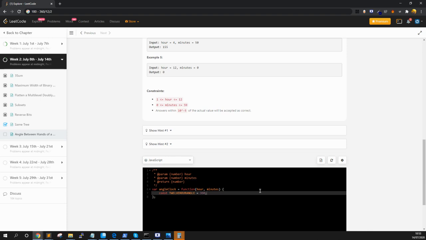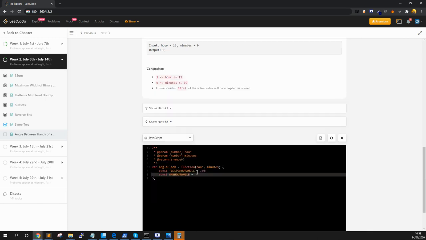Then one hour angle, which is the 12-hour angle, divided by 12. So that's my one hour angle. You have to speed this up when I edit this video.